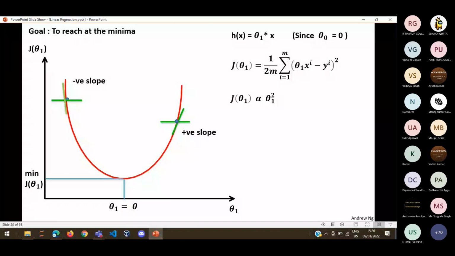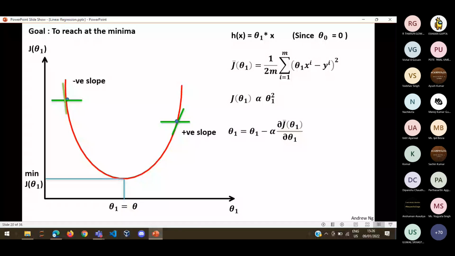Let's say you are at this point, okay? At this point, the slope is negative. This alpha is the learning rate. I will tell you about it later, okay? Actually it is a positive quantity. So since the slope is negative, this whole quantity will become positive. Negative multiplied by negative is a positive quantity, okay? So your theta 1 is going to increase by some factor, and thus it will move forward, okay?